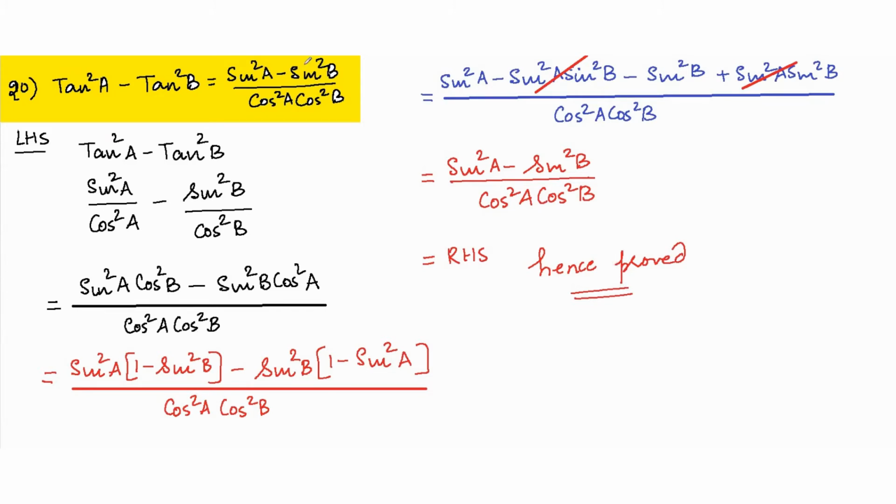The main idea here was, because my RHS had only sine and cos terms, I decided to convert my LHS into sine and cos, and then LCM helped me, so I got the same denominator. And in the numerator, I saw that I don't need cos square terms, so I converted cos square into 1 minus sine square. Okay, so these were the different techniques that were used in this particular problem.